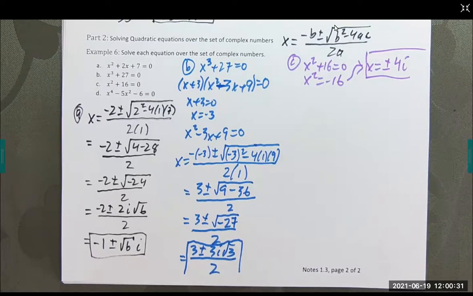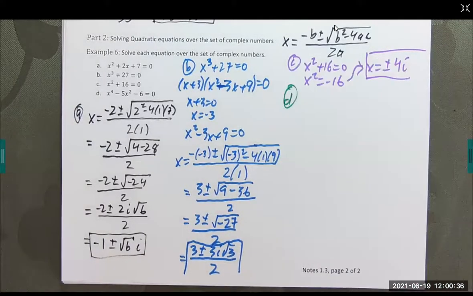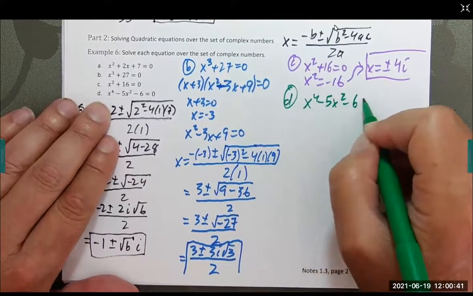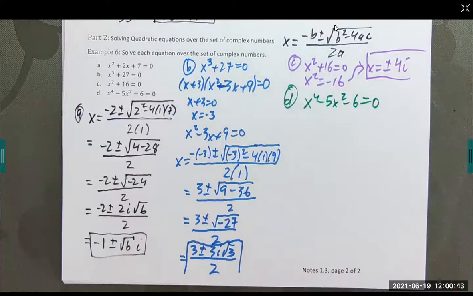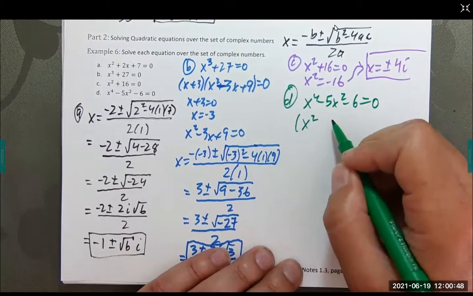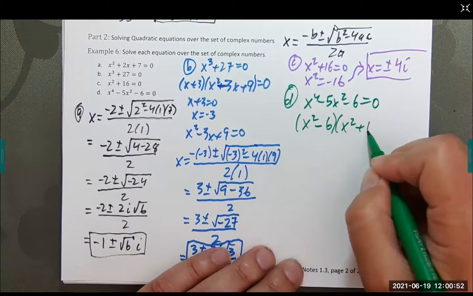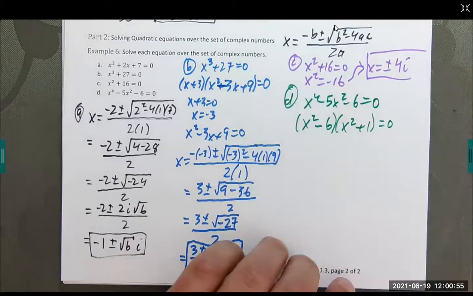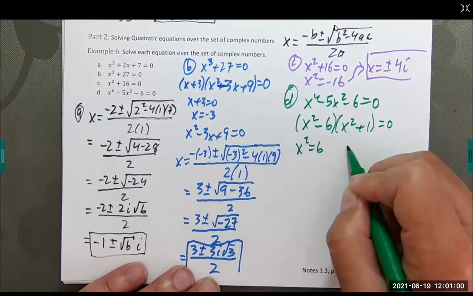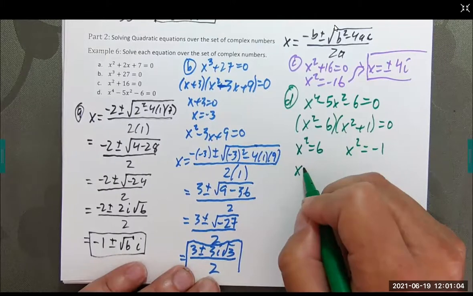All right, part D. x to the fourth minus 5x squared minus 6 equals 0. Now, I could use the quadratic formula on this, but there's really no need. This one factors. So this is x squared equals 6, x squared equals negative 1. x equals plus or minus root 6.